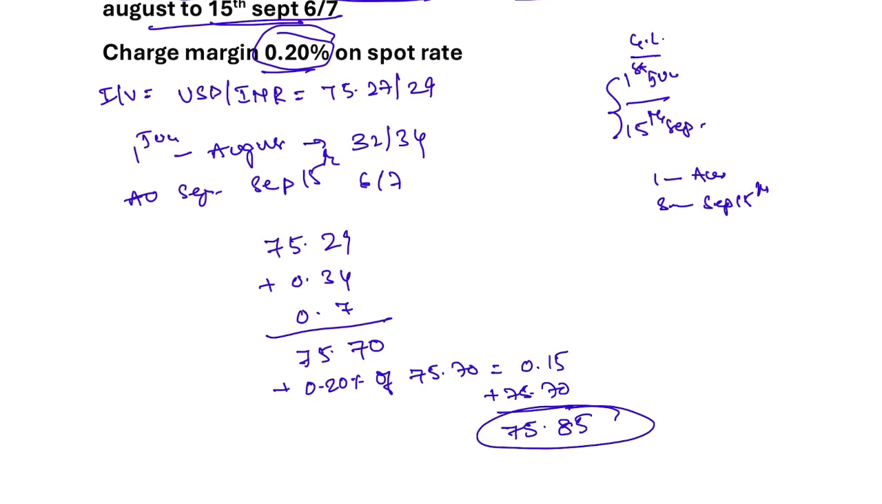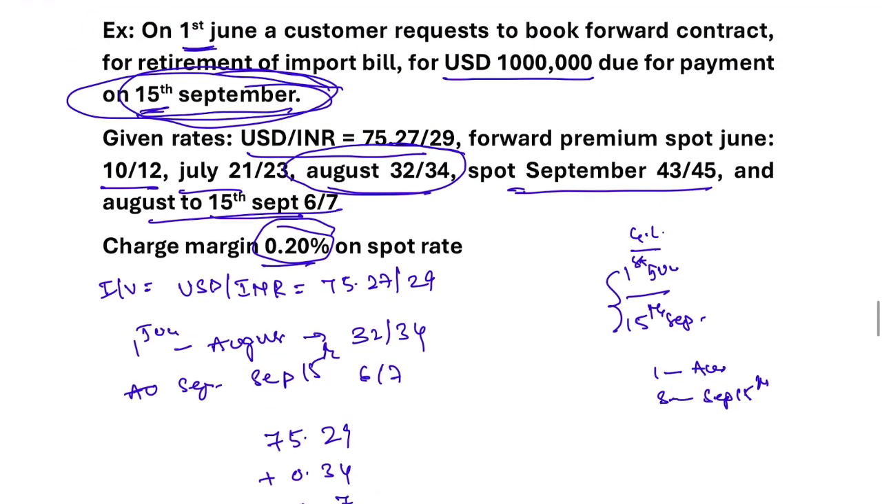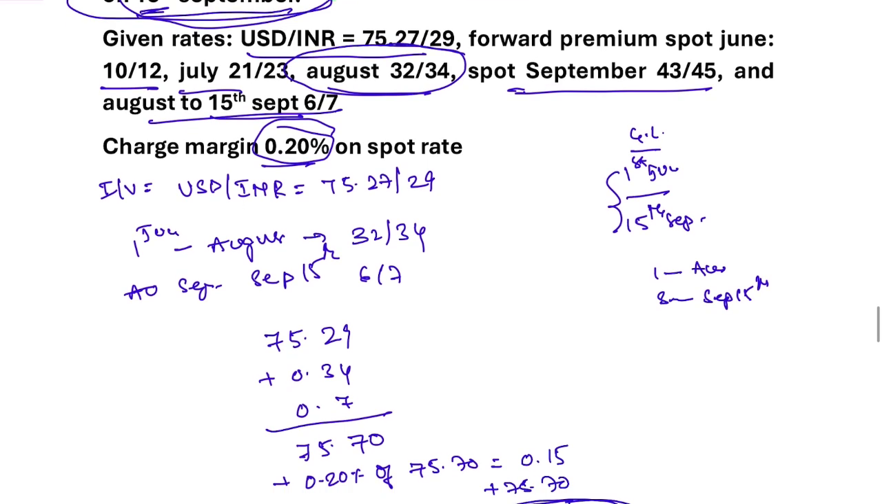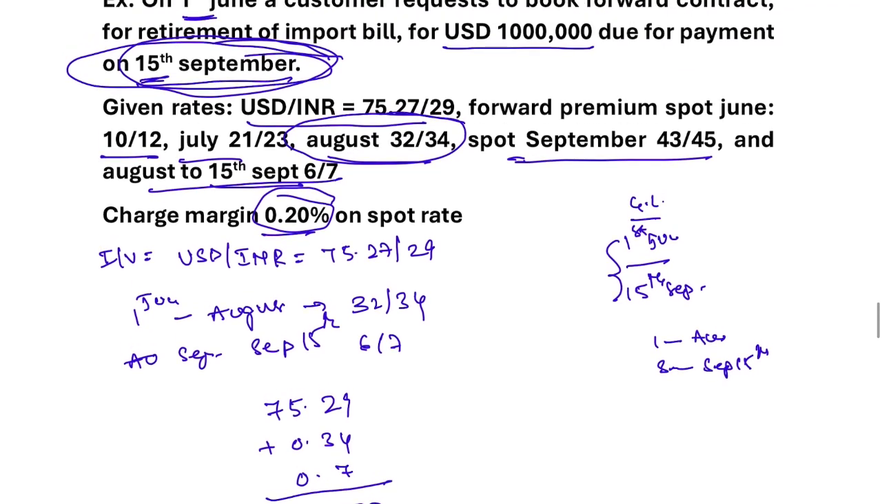Got it? See, the sum seems very complex, but nothing is there. What is that? USD by INR. On that USD by INR, what we have to consider is important. Whenever there is US dollars, it means the bank is going to sell the US dollars to the customer. So bank selling means we always consider the bank selling rate.